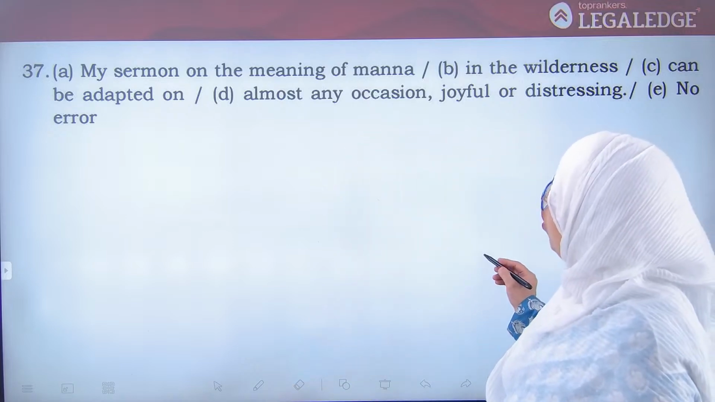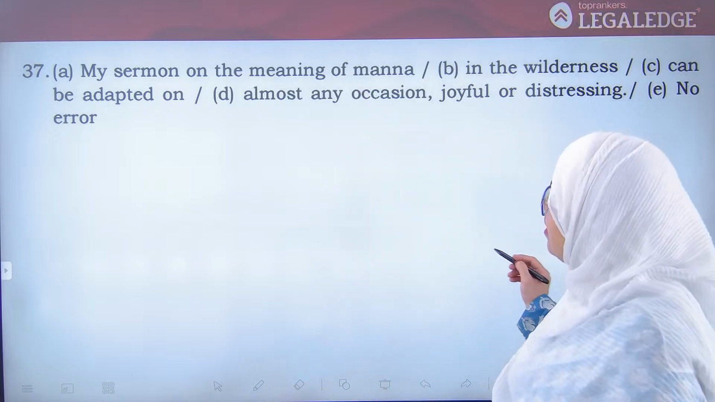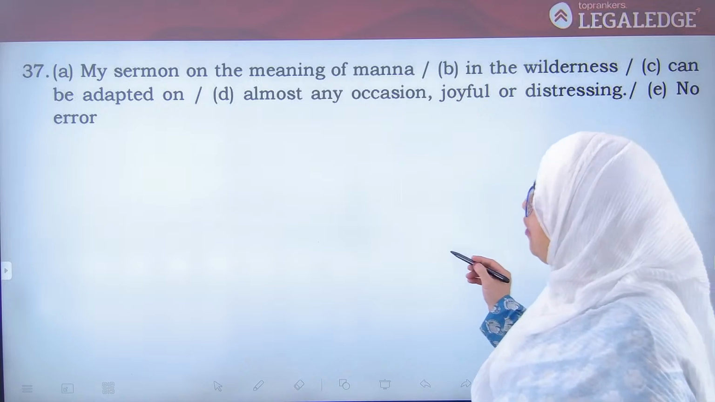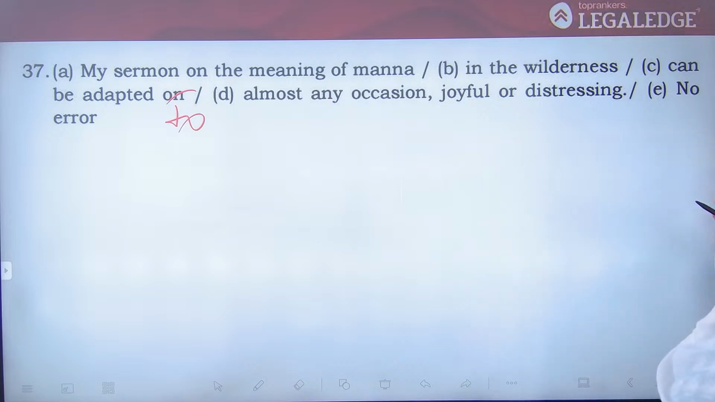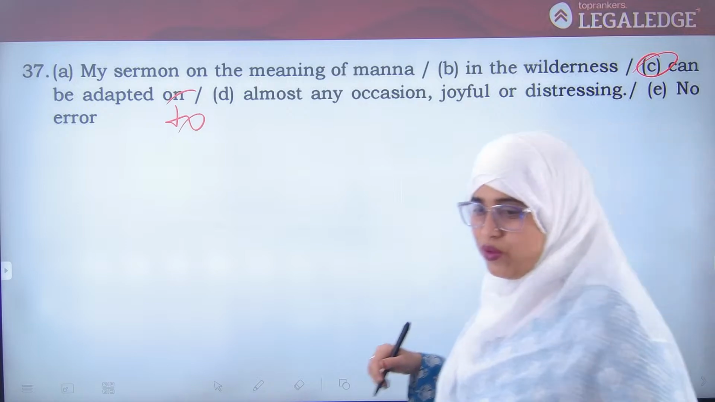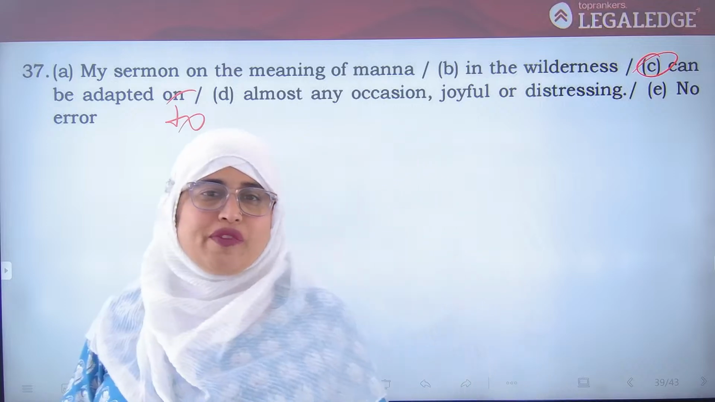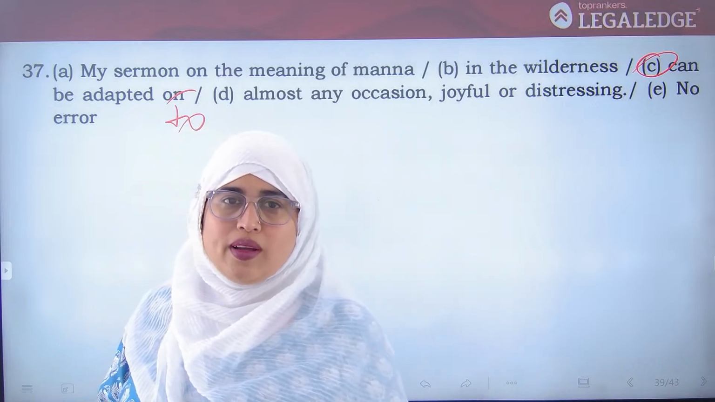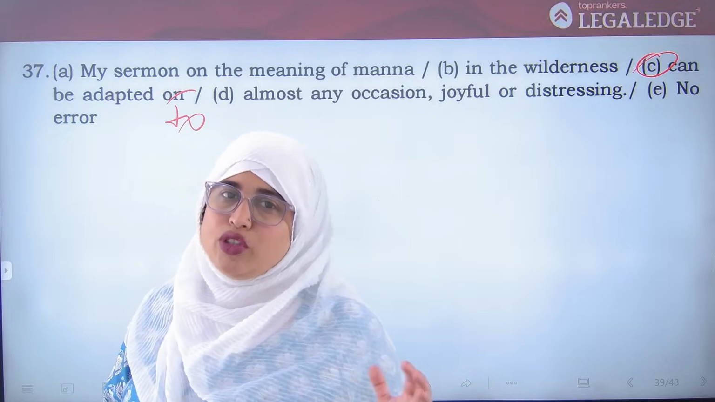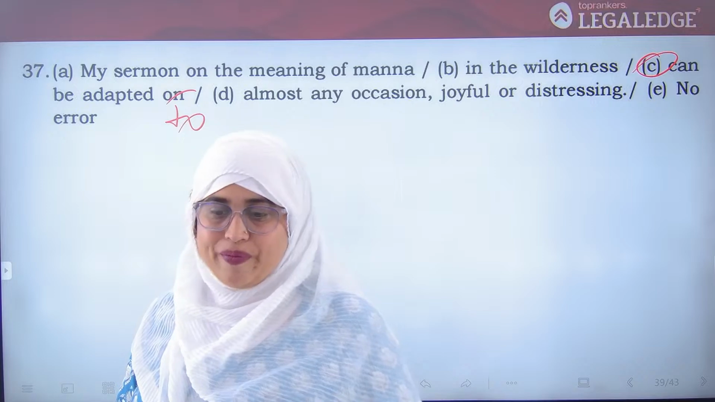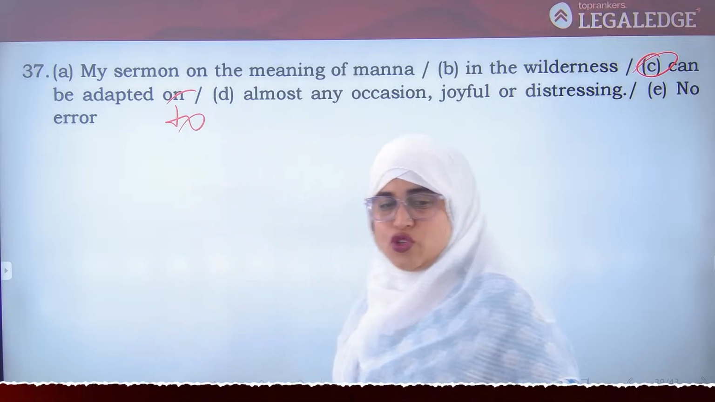My sermons on the meaning of manna in the wilderness can be adapted to. Sorry, not adopt, adapted. Adaptation. Adapted to almost any occasion. Adapt to. So this is a fixed preposition. We always use adapt to. But with adopt, from. Adapt to, adopt from. I hope I'm making sense to you, students.